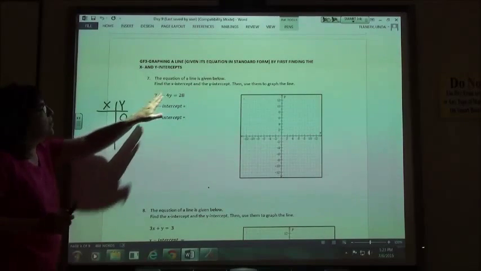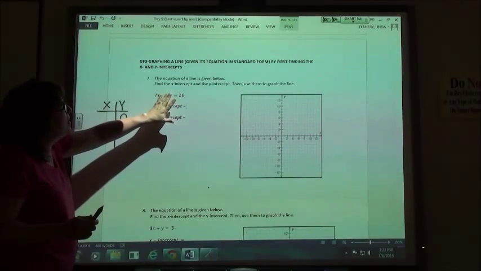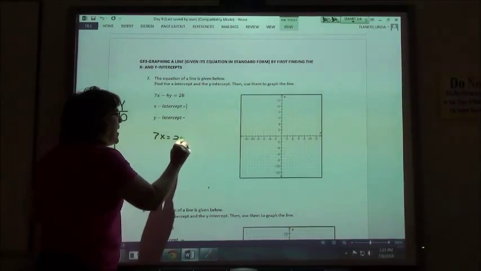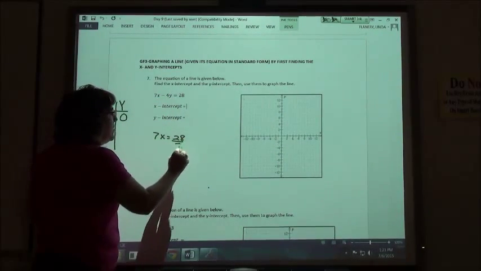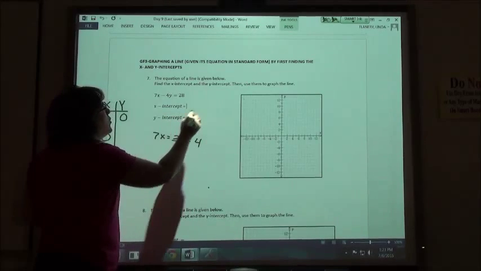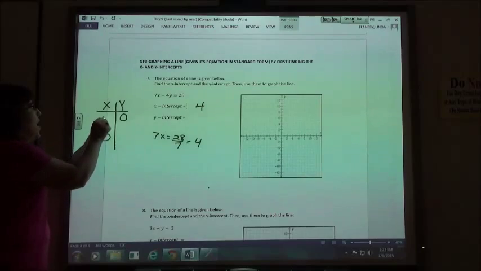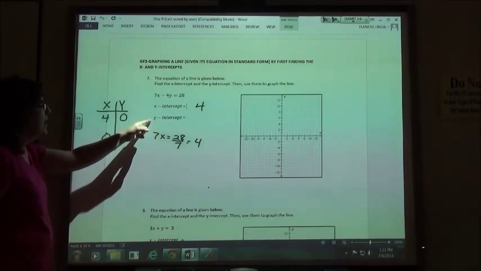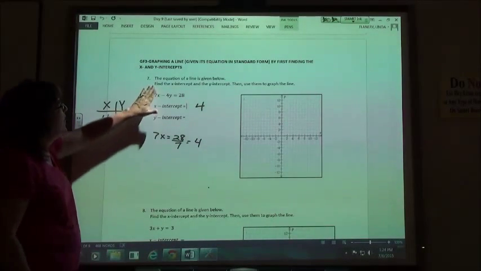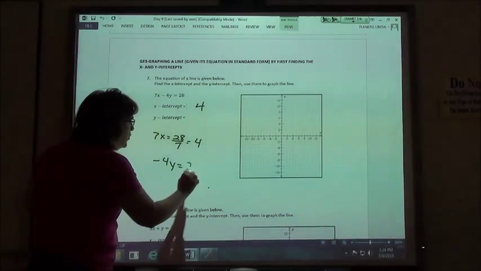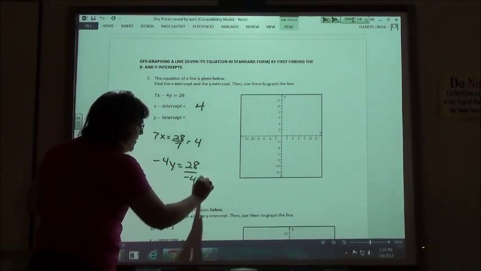So if I put 0 in for the y, basically it's getting rid of the y term, and I get 7x equals 28. Well, 28 divided by 7 is going to give me 4, so my x-intercept is going to be at 4. For my y-intercept, it's like I put 0 in for x. If I put 0 in for x, I get negative 4y equals 28, and when I divide by negative 4, I get negative 7.